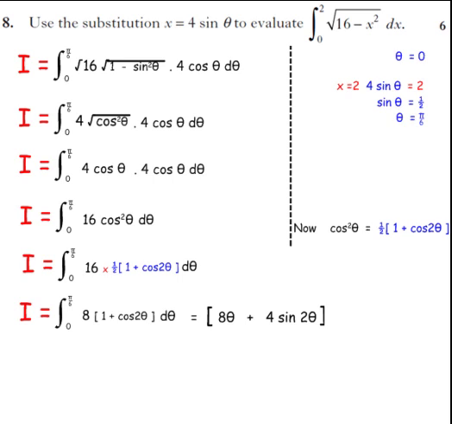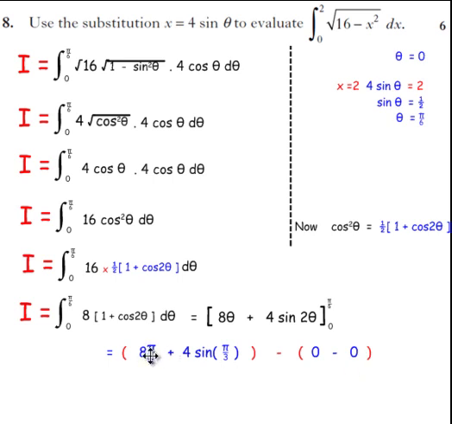Putting in our limits from 0 to pi by 6. We now have two brackets separated by a minus. Into our first bracket we're going to put theta is equal to pi by 6. So 8 times pi by 6, or 8 pi by 6, plus 4 times the sine of 2 times pi by 6. 2 times pi by 6 is pi by 3. Minus in the second bracket, well, they're both going to be 0. 8 times 0 is 0. 4 times the sine of 0, sine 0 is 0, so that's also 0.